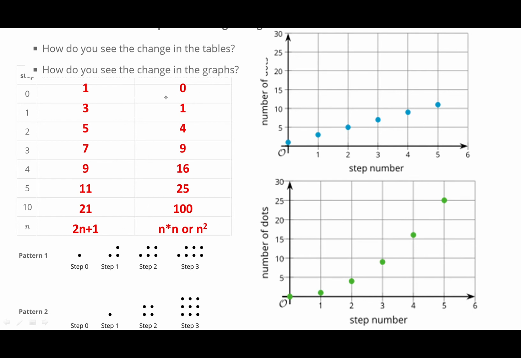Whereas for the one on the right in the table, or the lower one for the pattern and the graph, pattern 2, this is a quadratic. This is growing by having a term, in this case n, and then squaring it. So our step number for each of the steps in the pattern is going to be multiplied by itself, or squared, to get the expression to represent that number of dots in pattern 2.